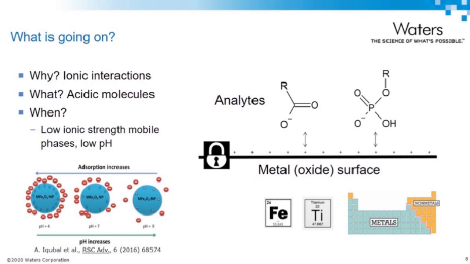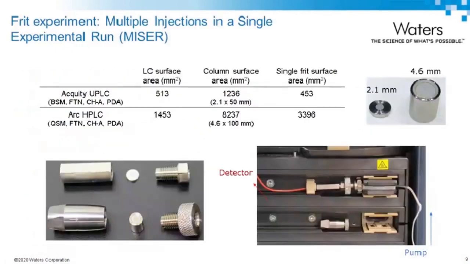And that also happens more visibly at low ionic strength mobile phases and slightly acidic pHs or even neutral pH. And I should also mention that this is not only a question of stainless steel material surfaces. This is present for various metals, including titanium.